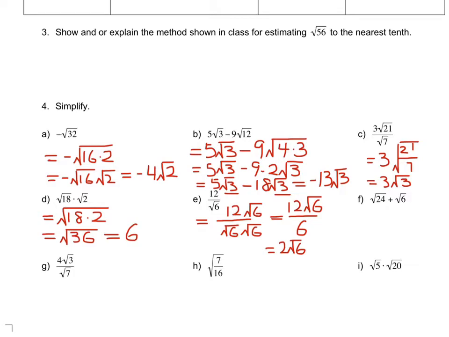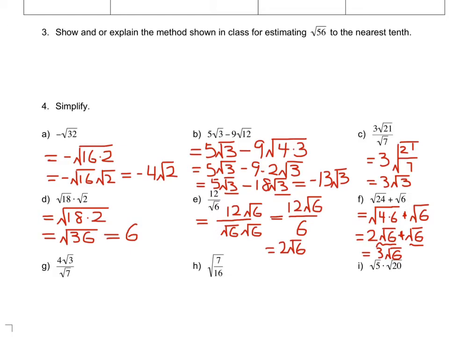Letter F. Square root of 24 plus square root of 6. Square root of 24, are there any perfect squares? So 4 times 6, that's 24. Is 4 a perfect square? Yes, so I can take it out. Make it into 2 times square root of 6 plus square root of 6. So for our final answer, since square root of 6 and square root of 6 are the same, I'm adding the coefficients. 2 plus 1 equals 3. So that's 3 times square root of 6.